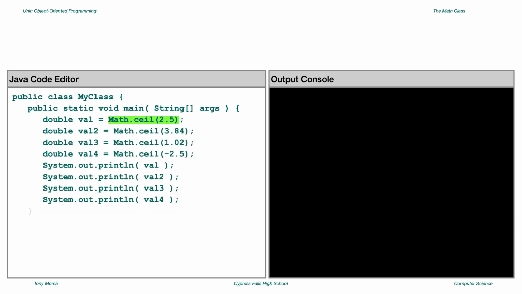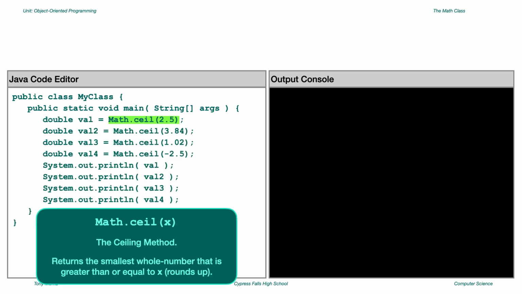Next, we have Math.ceil, which is known as the ceiling method. It returns the smallest whole number that is greater than or equal to the parameter, or in other words, it rounds up. Thus, when we execute this program, 2.5 rounds up to 3, 3.84 rounds up to 4, 1.02 rounds up to 2, and negative 2.5 rounds up to negative 2.